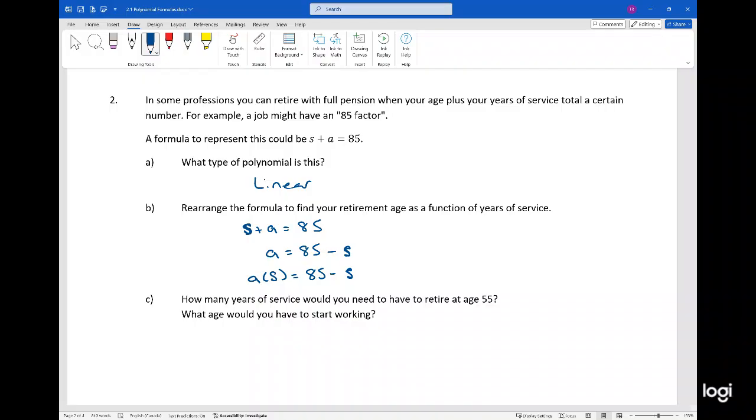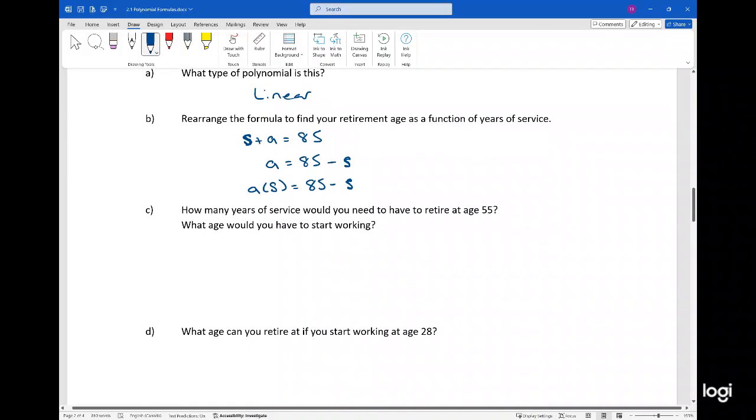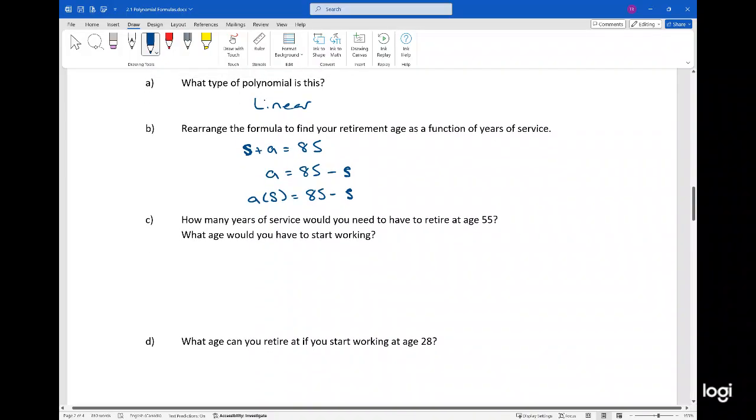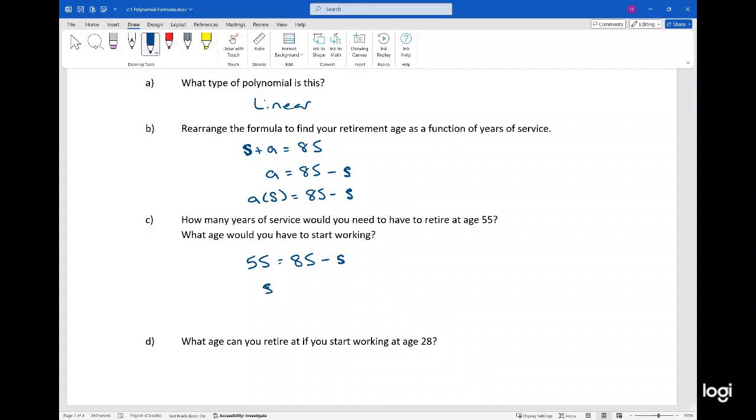So then the question is, how many years of service would you need to retire at age 55? And I think I already answered this question with my random example at the beginning, but how many years of service do we need means the S is unknown. The retirement age is 55, so we plug in 55 for the A, or A of S, equals 85 minus S. In this case, I'm going to add S to both sides and subtract 55 from both sides. And so years of service would be 30.